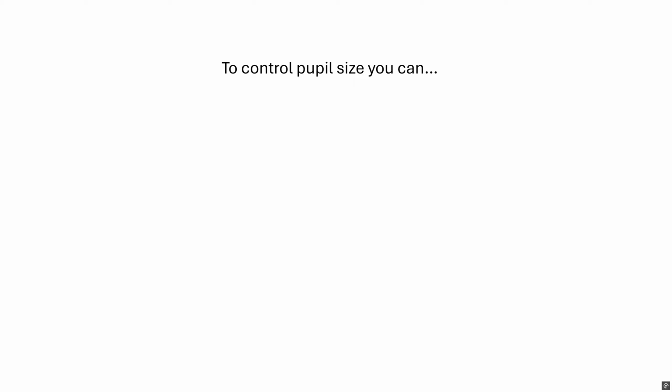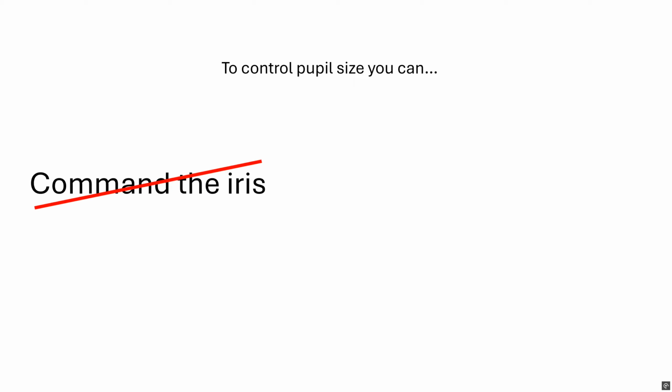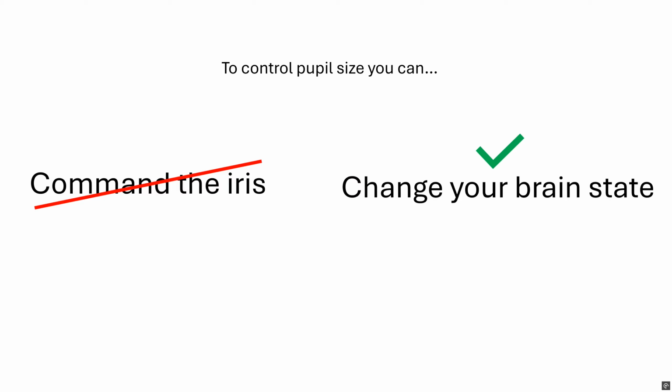So, even if you can't command the iris, you can sometimes change the pupil size by changing your brain state through, for example, effort, stress, focus, emotion, or even imagery. This, again, leads to the question, can you train it? Here's what research says. With biofeedback, people can learn some control. Participants can learn volitional up and down regulation of pupil size.